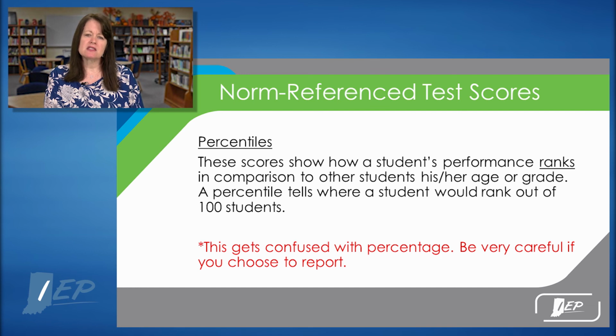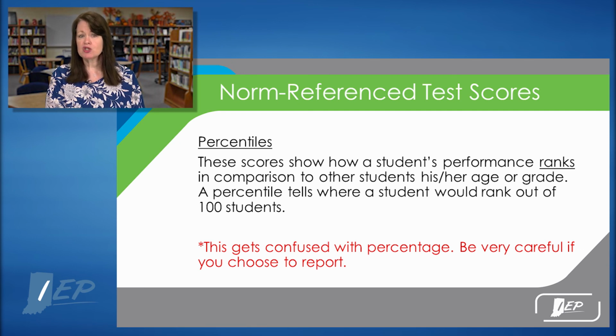So again, this gets very confusing, especially when you think about the difference. If I score at the 50th percentile, I'm right in the middle, which means I did well. I scored within the average range because I did as well or better than 50 kids. But if I get a 50% on something, we generally think of that as being at a failing level. That means I missed half of the questions, versus being within the average range. So very, very, very different.